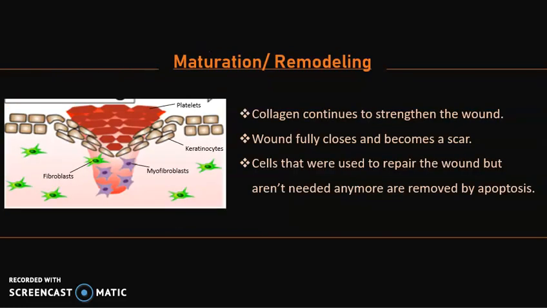The last stage in the process of wound healing is maturation, also called the remodeling phase. In this stage, the wound fully closes, becoming a scar. The cells that were used to repair the wound but are no longer needed are removed by apoptosis or programmed cell death.